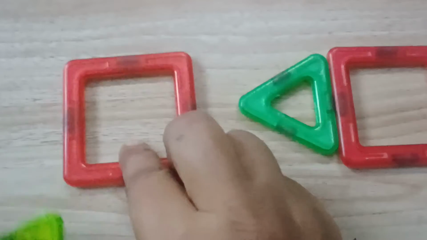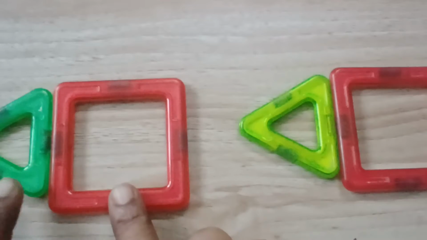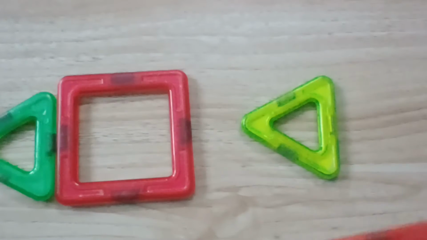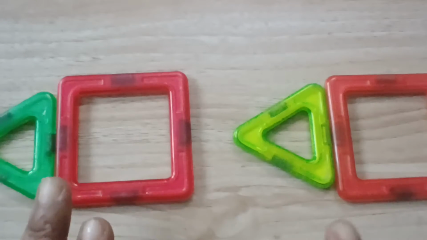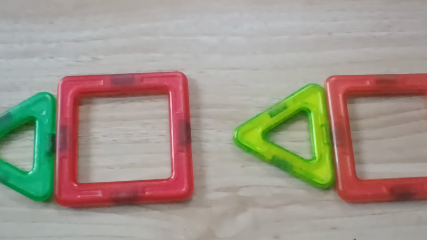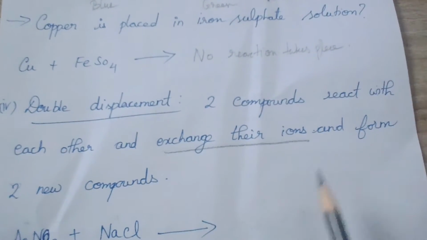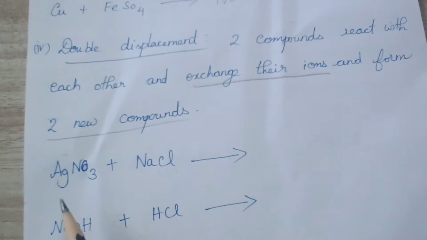Either this will happen or we can exchange the anions. So this is your anion, this anion will displace to here. So this will come here and this will come here. Two compounds react and displace their ions, and two new compounds will be formed. Okay, clear on this? So two compounds react with each other, exchange their ions, and form two new compounds. Clear on this? Okay, so we'll see some examples.